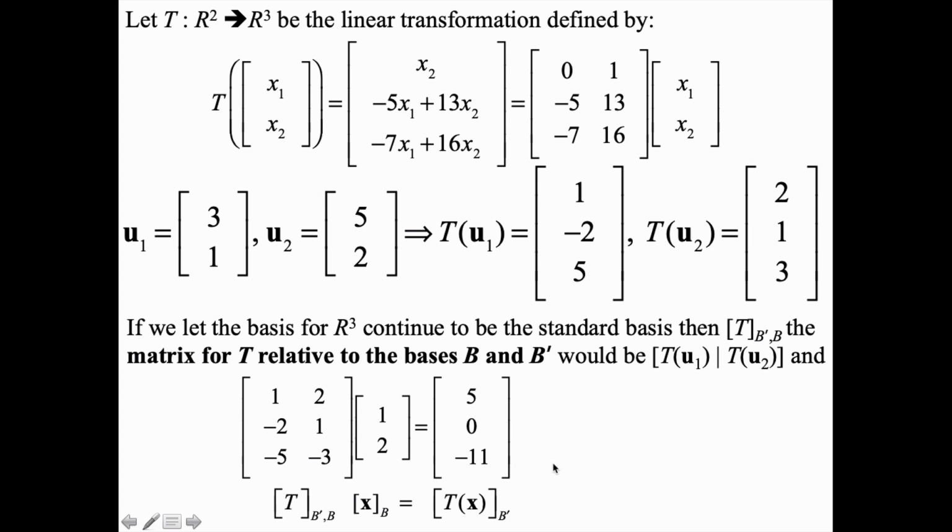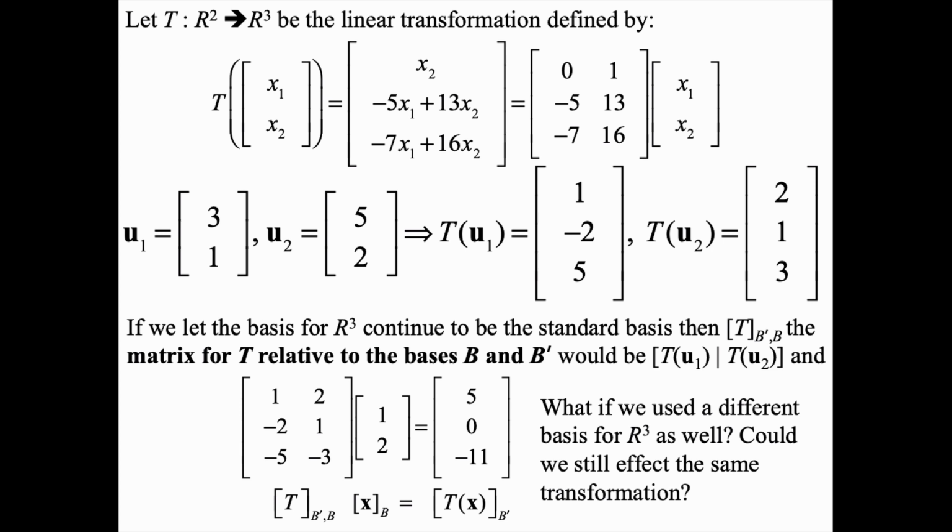We get the same coordinate that we got in 3 space because we allowed B prime to still be the standard basis vectors for R3. So it works out. Of course, the next question would be, what happens if we then change the basis vectors for R3 as well? That is, the basis vectors in the vector space we're mapping to. Could we still affect the same transformation? That's a pivotal question. What if we use a different basis for R3 as well as for R2? Could we still affect the same transformation?